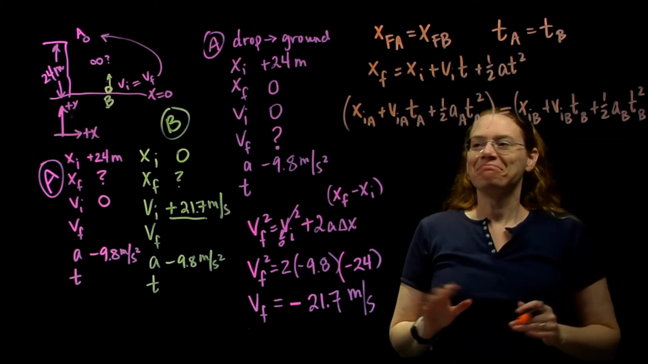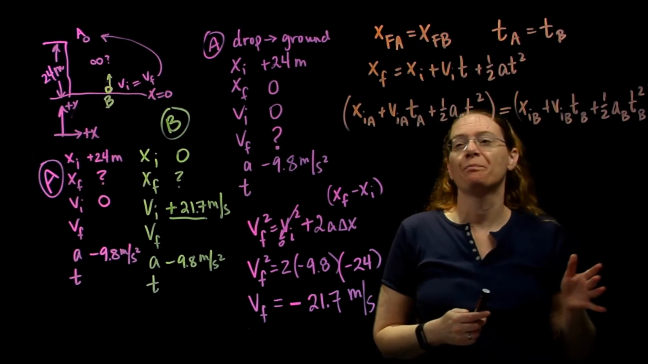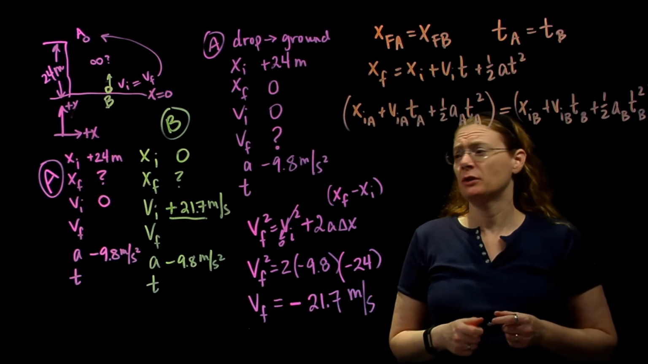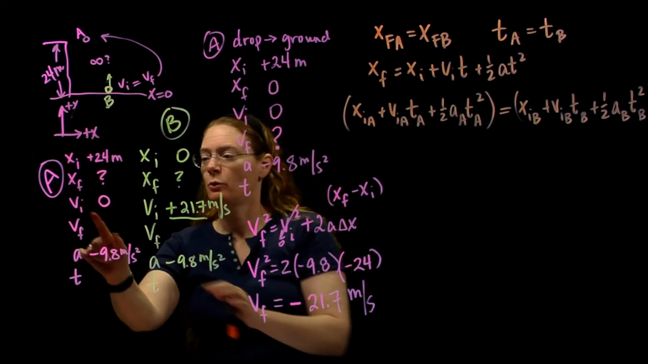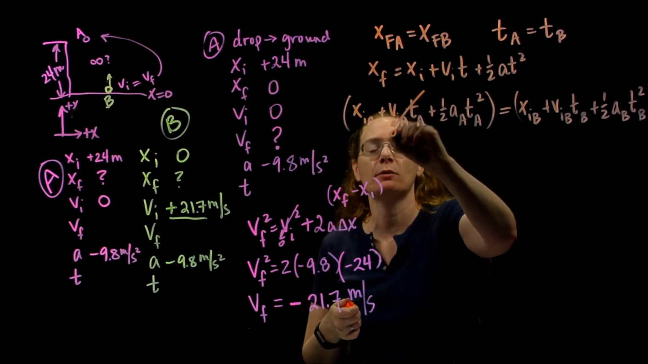Looks big, but let's cross out anything that's 0, because that usually makes things better. So what is 0 in my chart? Well, V initial of A is 0. Okay, so this whole term drops out.